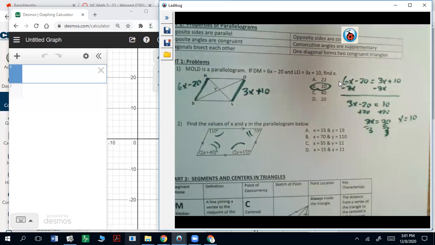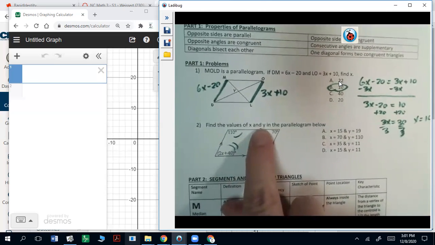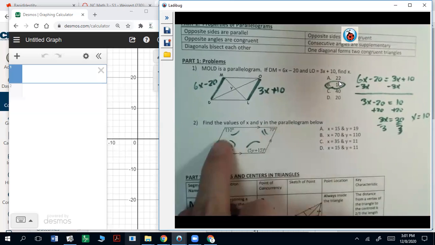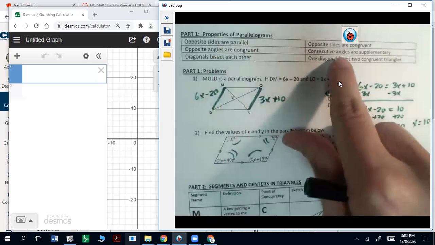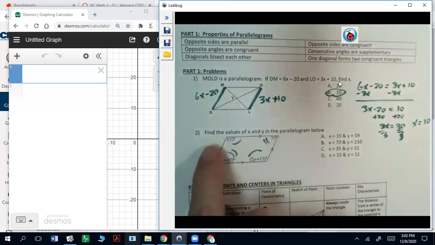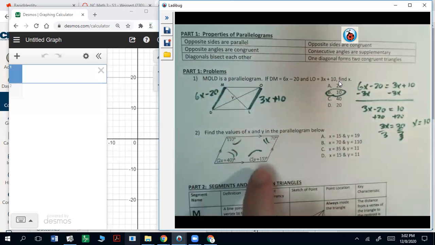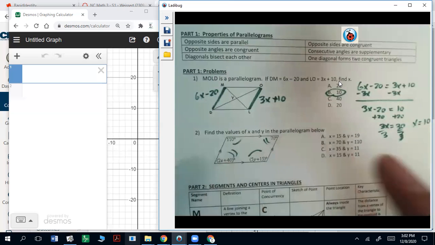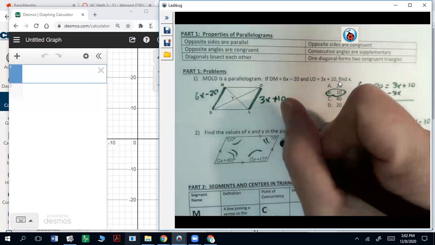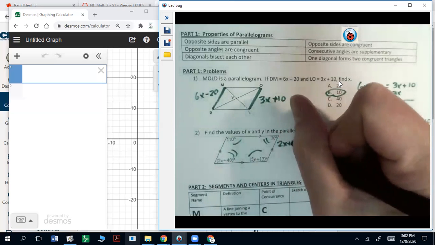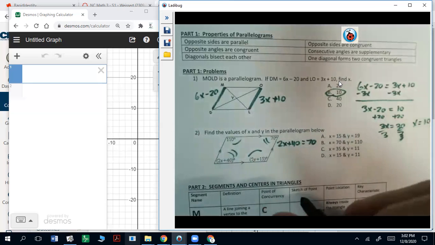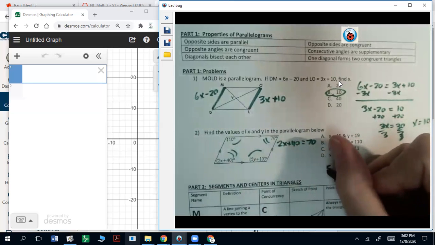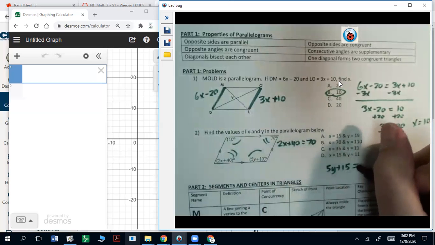Question 2, find the values of x and y in the parallelogram below. These are angles, and in a parallelogram, opposite angles are congruent, and consecutive angles are supplementary. So you could do this one of 2 ways. These two would add to 180, but I would just take the opposite angles and set them equal to each other. So I would say 2x plus 40 equals 70, and the other equation would be 5y plus 15 equals 110.